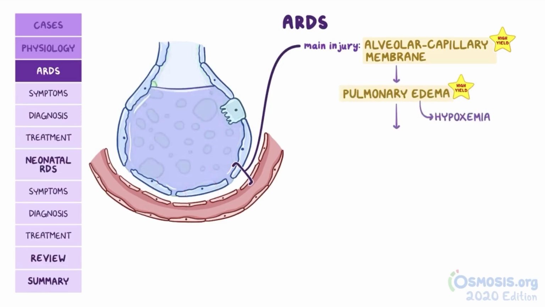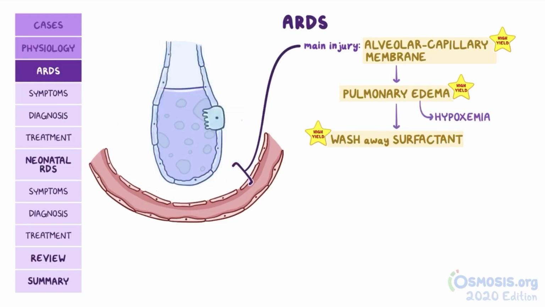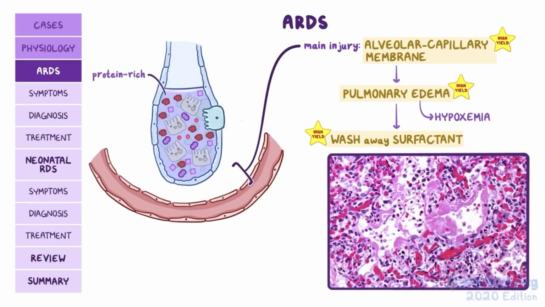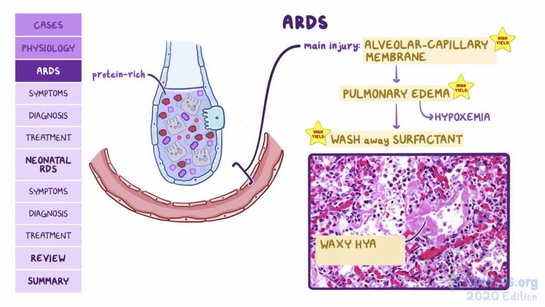Furthermore, the edema can also wash away the surfactant coating of the alveoli to the point where it can't reduce surface tension anymore, and as a result, the alveoli collapse. And finally, dead cells and protein-rich fluids start to pile up in the alveolar space, and over time, it forms this waxy hyaline membrane, which looks like a layer of glassy material.